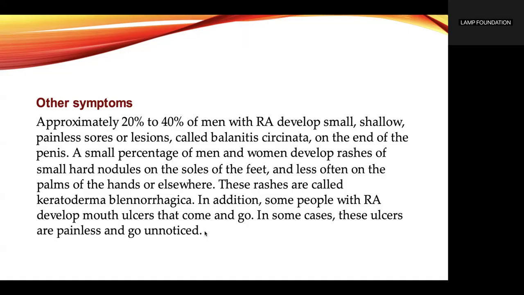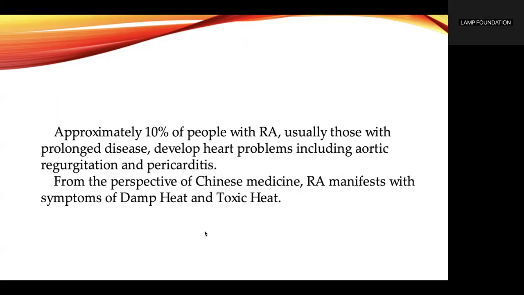Approximately 20 to 40% of men with RA develop small, shallow, painless sores or lesions called balanitis circinata on the end of the penis. A small percentage of men and women develop rashes of small hard nodules on the soles of the feet and less often on the palms of the hands or elsewhere. These rashes are called keratoderma blennorrhagica. In addition, some people with RA develop mouth ulcers that come and go. In some cases, these ulcers are painless and go unnoticed.